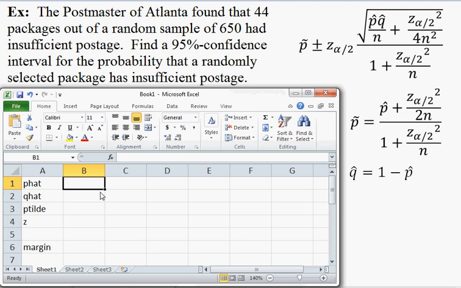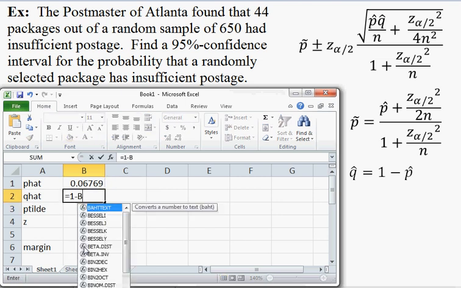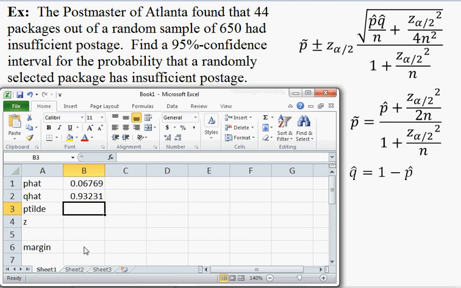So in this case, p hat is the proportion of successes, so 44 successes out of 650, so 6.769%. Q hat in the formula is 1 minus that, the proportion of failures, so that is equal to 1 minus B1, which is 0.9323. Then we have P tilde, which we need here. That's going to be the center of the confidence interval that we construct. It is going to be a little bit different than the P hat value.